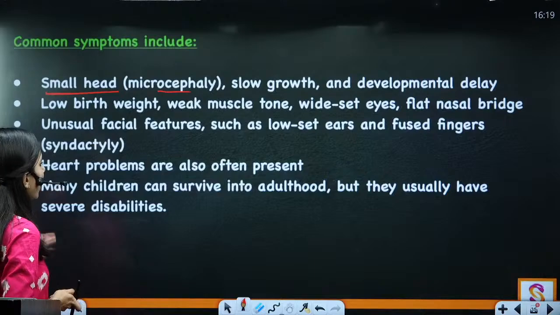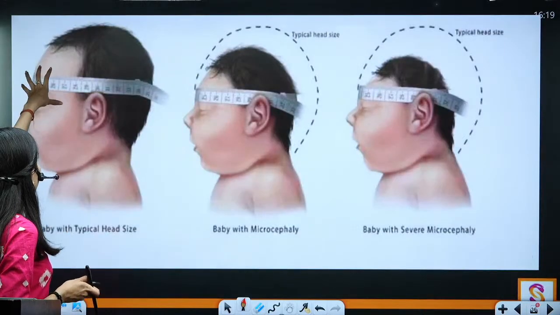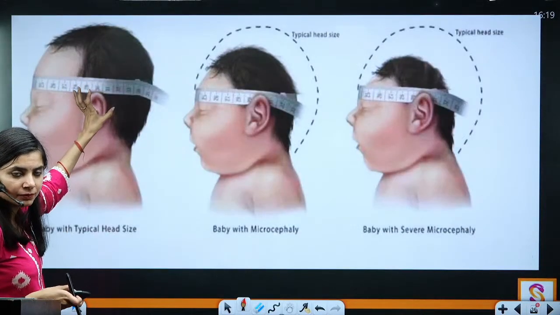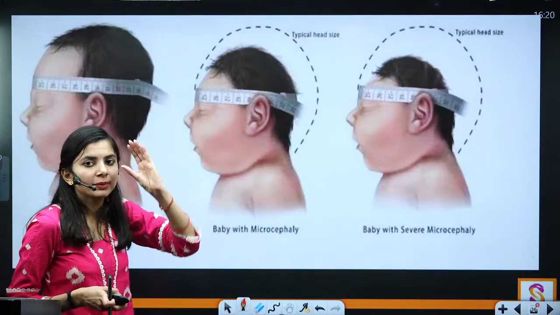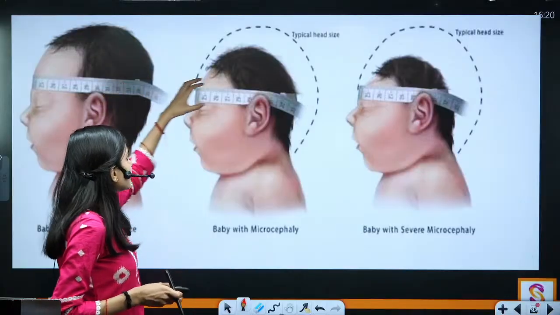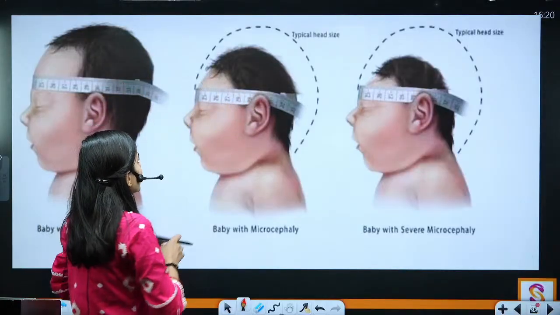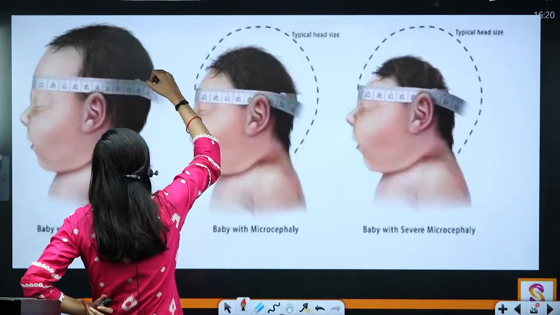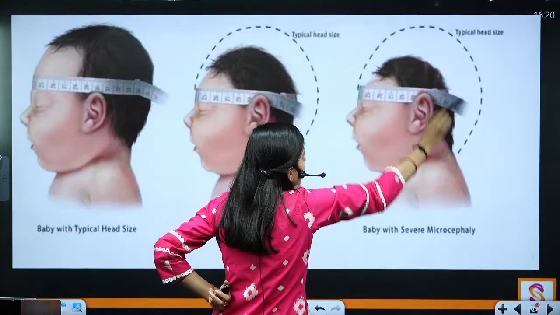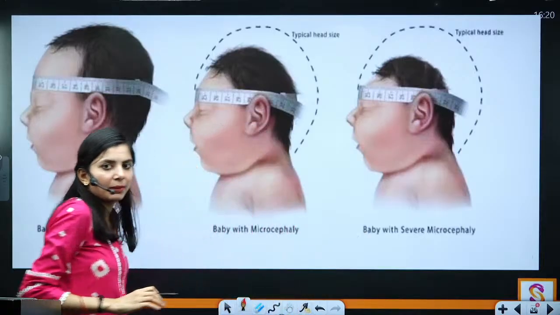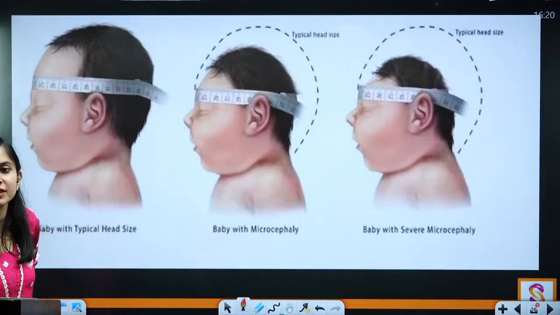Let me show you how it would happen. This is the ideal size of the head of a person, but because it's microcephaly, cephalic means the head, micro means small. So the head size is small. Here you can see the typical head size, but it is reduced, and in this way the head size is determined. It means that person is going to have some sort of neural disorder.